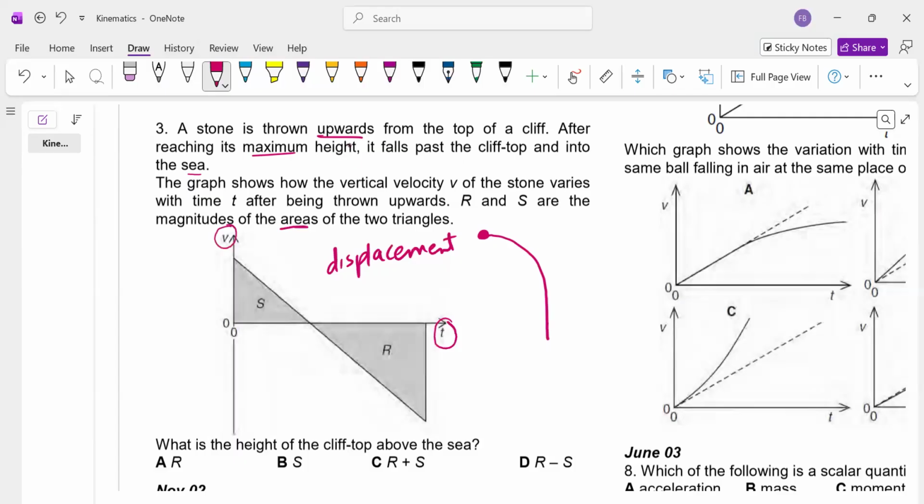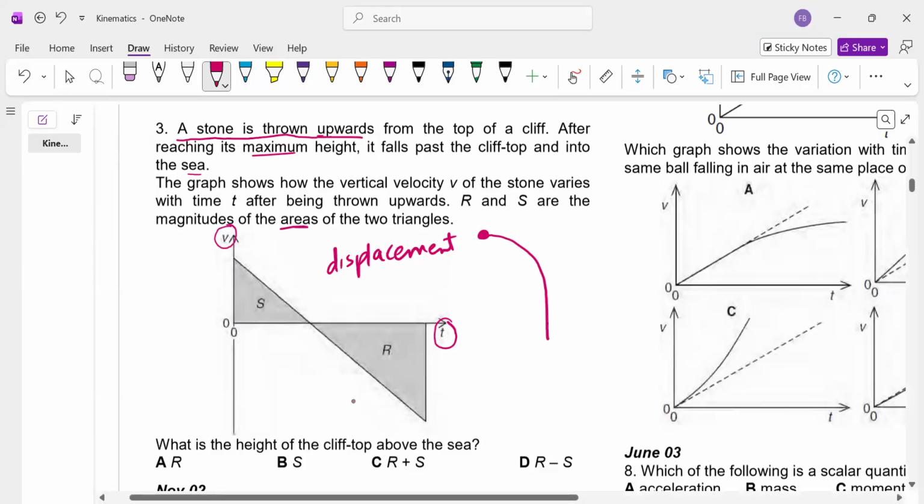They are saying that a stone is thrown upwards from the top of a cliff. Initially it was at the top, and from that they are throwing it. So your upward displacement will be R, and downward displacement will be S. Are you getting my point? A stone is thrown upward from the top of a cliff.